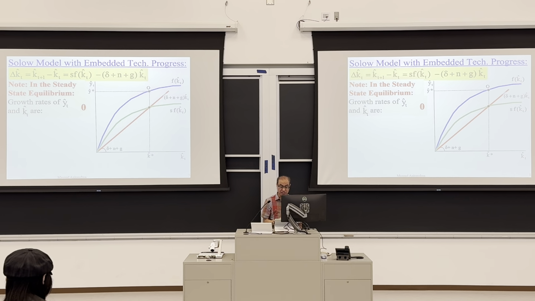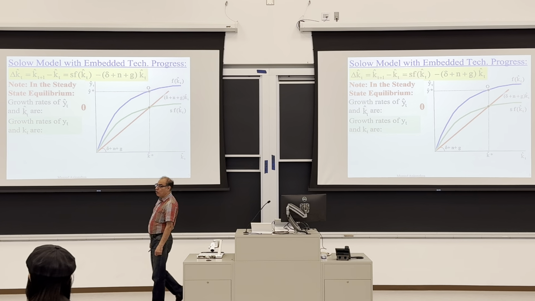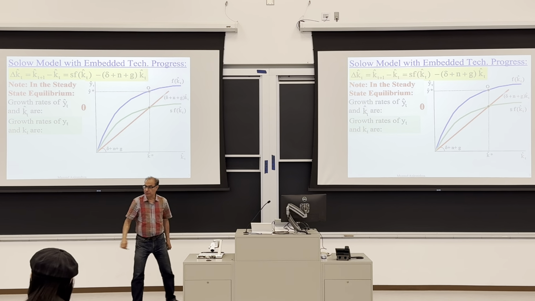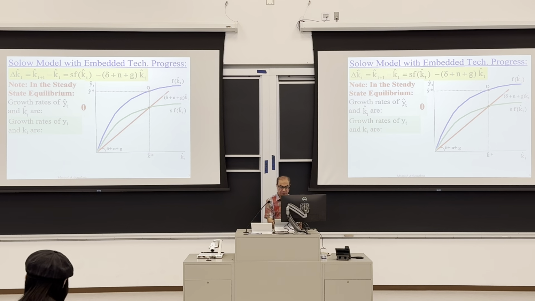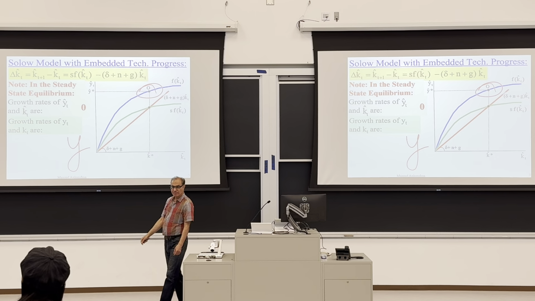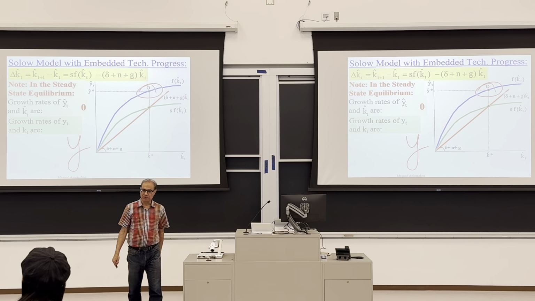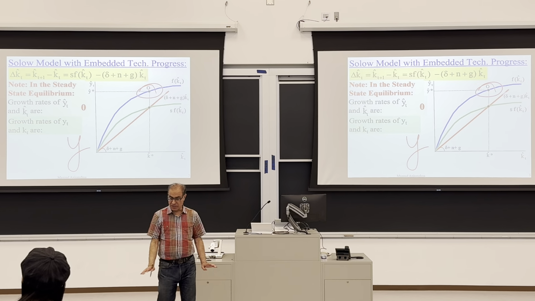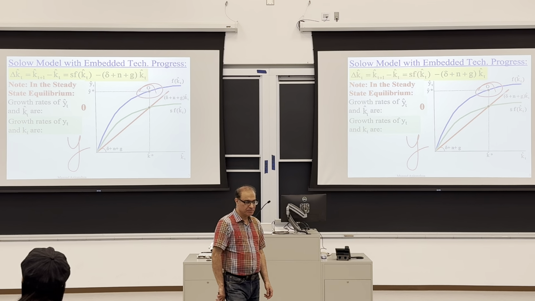Now, this is very interesting. I said we have three things. Per effective worker output. How about this one? What is the growth rate of per worker output? Anyone? We are at point O. What is the growth rate of little y, per worker output? So you have to be very careful here. Anyone?